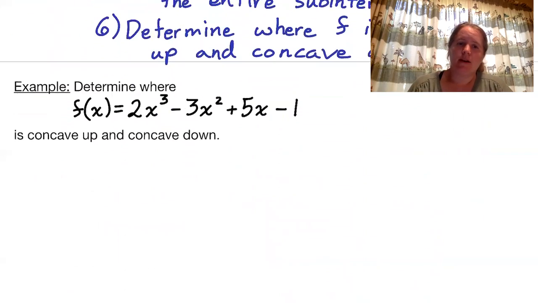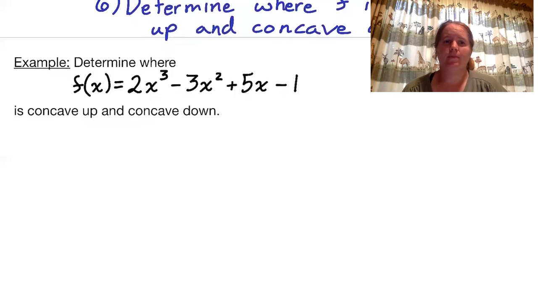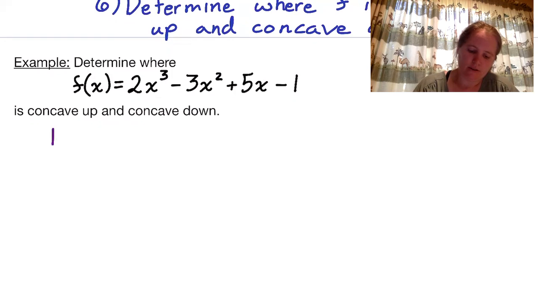So let's go ahead and do a quick example. Our job is to determine where f of x equals 2x cubed minus 3x squared plus 5x minus 1 is concave up and concave down. So the first thing we need to do is find the second derivative.